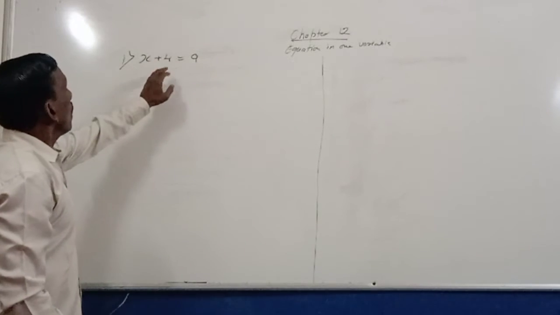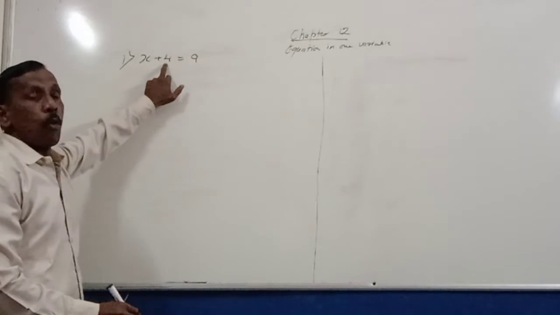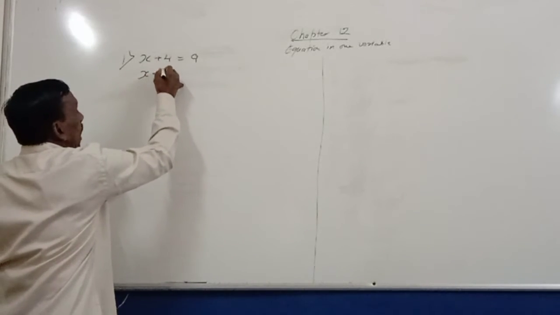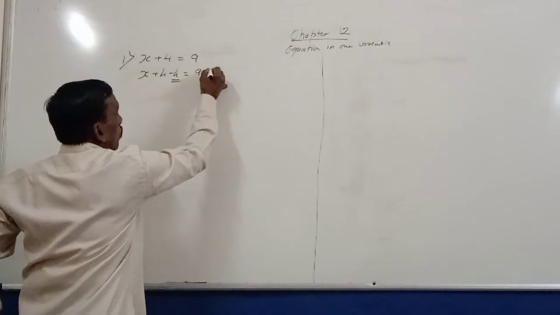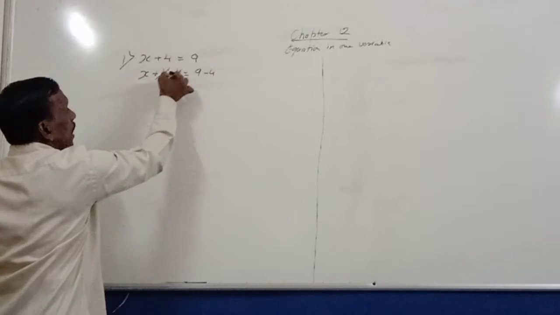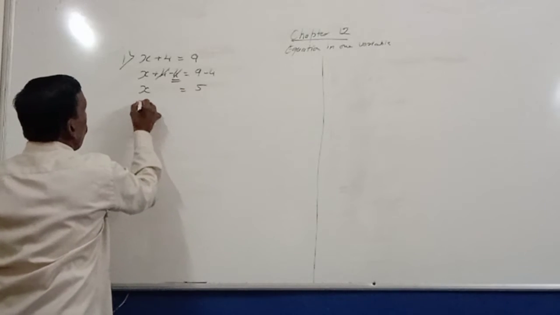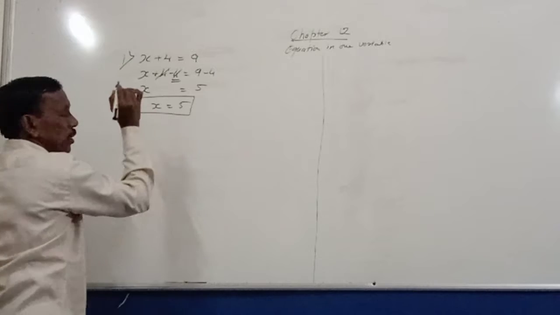Now here, first I have to find the value of x. First we have to remove this 4. It is plus 4, what do we have to do here? If it is plus, I have to subtract 4. The same 4 I have to subtract here also. So what will come here? Plus into minus becomes minus, 4 minus 4 is 0. Therefore x is equal to 9 minus 4, which is 5. Our value of x is equal to 5.